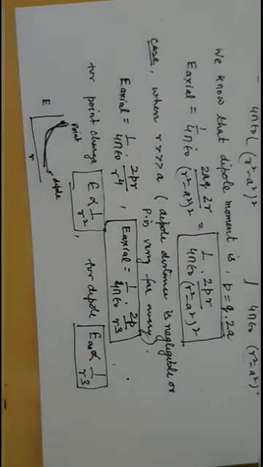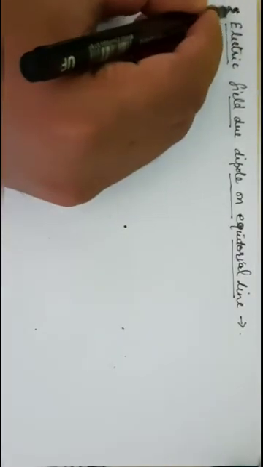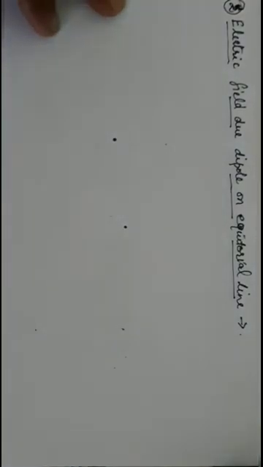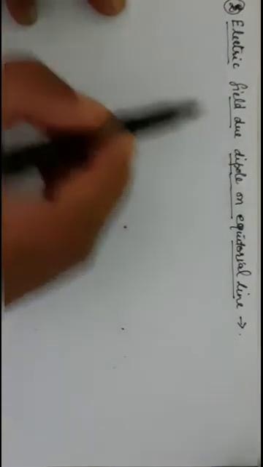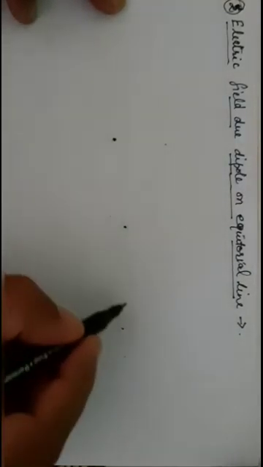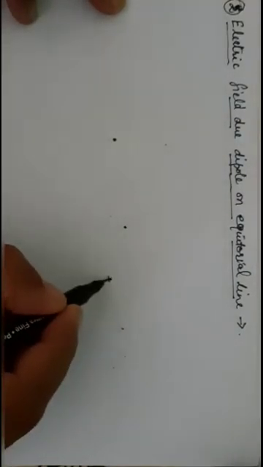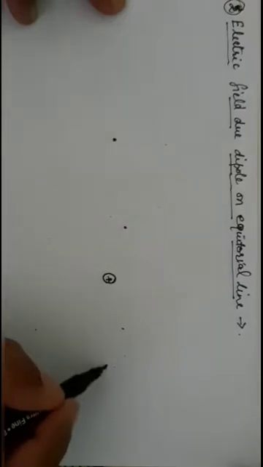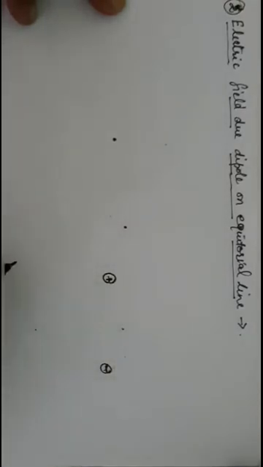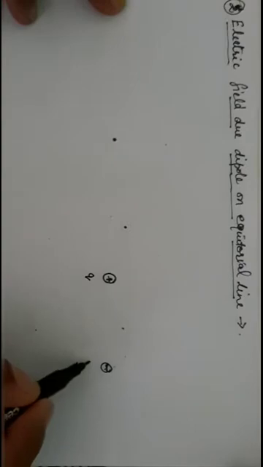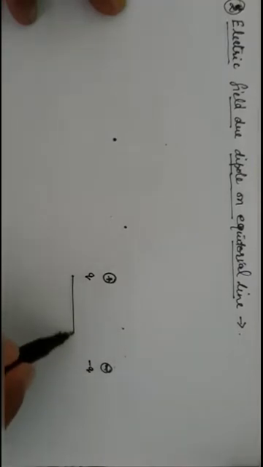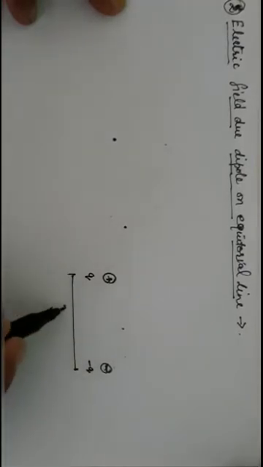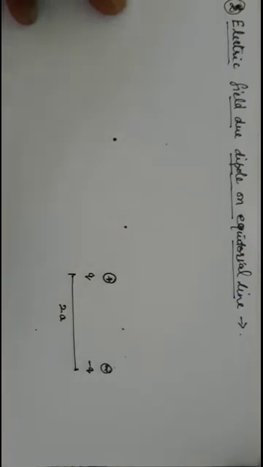Now let us discuss the electric field on the equatorial line. Now let us discuss the second case, the electric field due to a dipole on the equatorial line. So first we choose a dipole. This is our positive charge and negative charge, each having the same magnitude of charge, that is q, and they are separated by a distance of 2a.